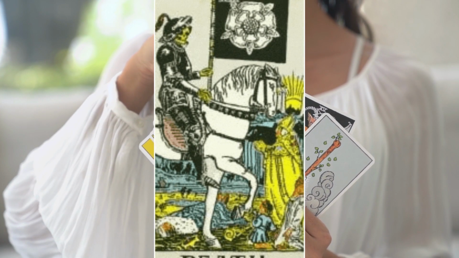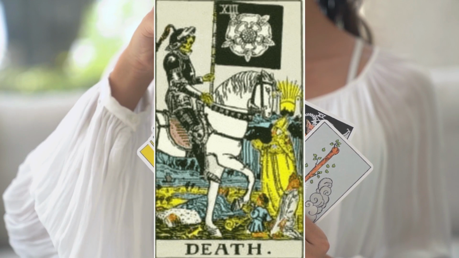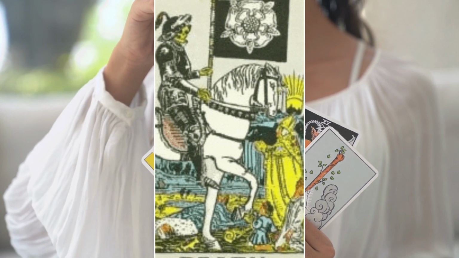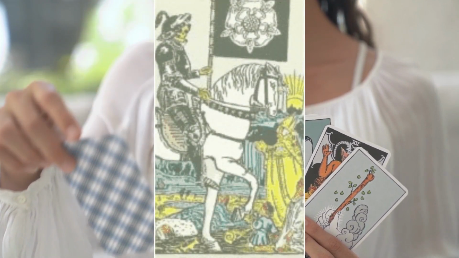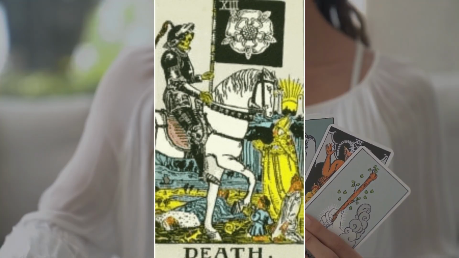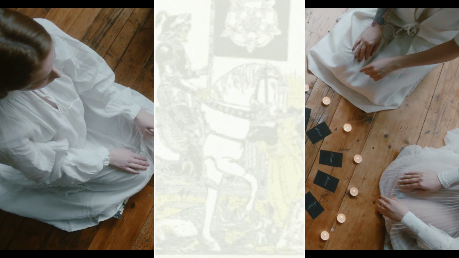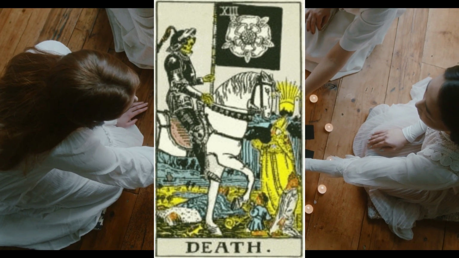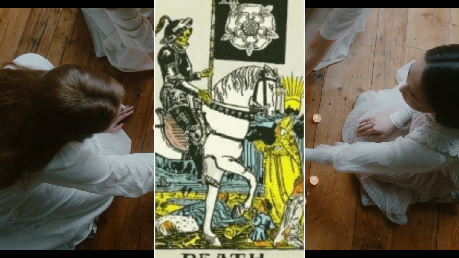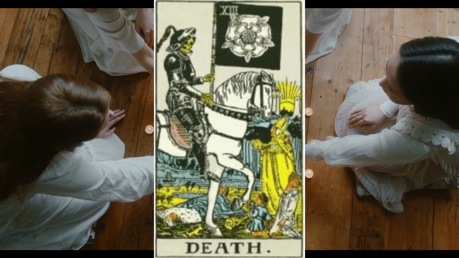Death, 13. Upright: ending of a cycle, transitions, getting rid of excess, powerful movement, resolutions. Reversed: resisting change, fear of new beginnings, dependency, repeating negative patterns. One of the reasons that the Death card is such a powerful one in the upright position is because it carries so many different meanings.